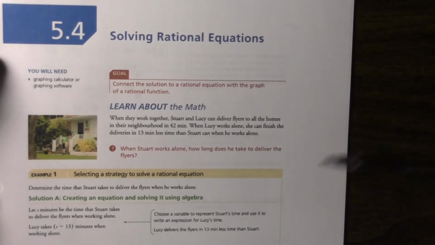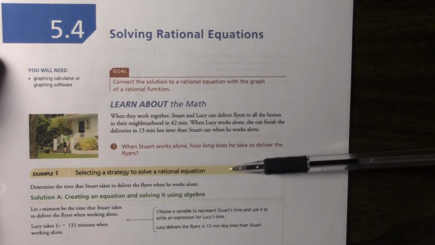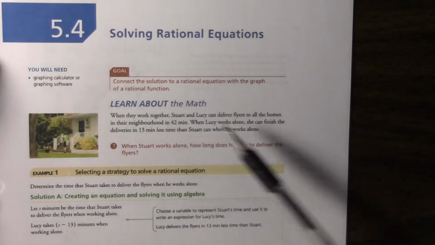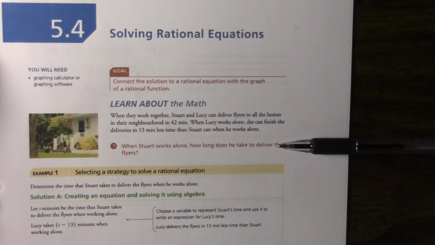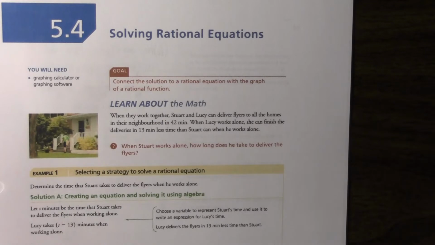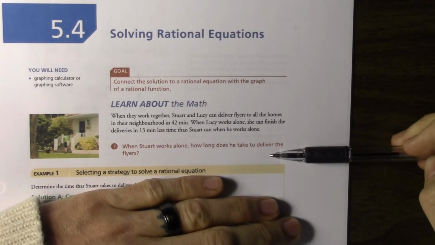The first question is really the only difficult one. Okay, so if you're gonna pay attention, now would be the time. This is the only one that really will probably confuse you guys come the test. So it says when they work together, Stuart and Lucy can deliver flyers to all homes in the neighborhood in 42 minutes. When Lucy works alone, she can finish the deliveries in 13 minutes less time than Stuart can when he works alone. Okay? So this is actually quite a difficult question to set up, I'll be honest with you.